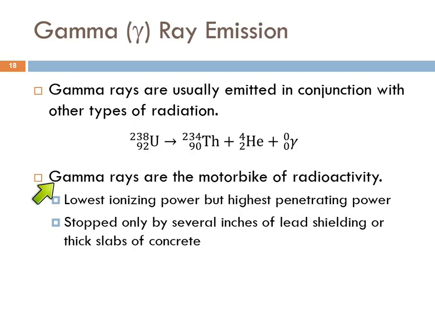So gamma rays are the motorbikes of radioactivity. They have the lowest ionizing power. They're very small, right? They're photons. But they have the highest penetrating power because they can go through a lot of stuff. To stop gamma rays, you need several inches of lead shielding or thick slabs of concrete. It'll go through a regular brick wall, no problem. It would go through one of those vests at the dentist's office. That's not several inches of lead. That's maybe half an inch of lead.